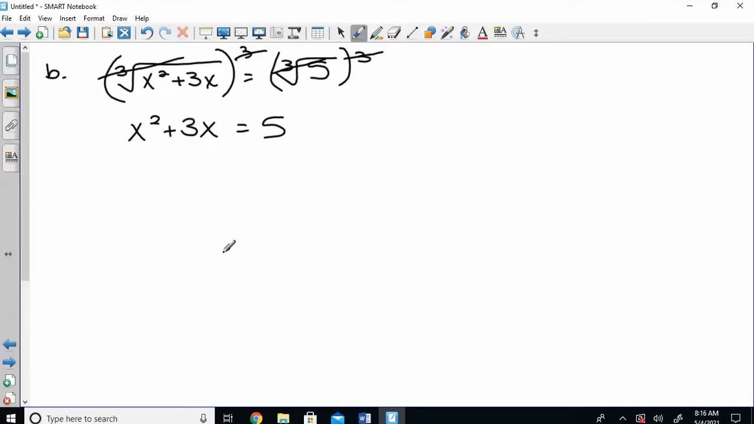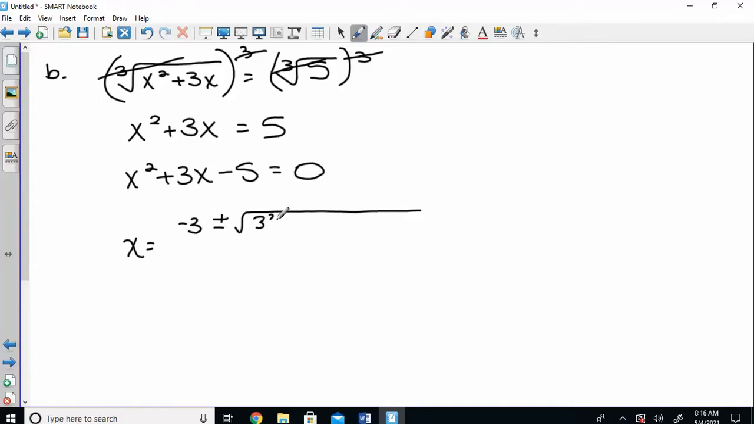It's a quadratic. What do we do with quadratics? Okay, so we would try our shortcut. Is there anything that multiplies to negative 5 and adds to positive 3? No. So that means we have to do the quadratic formula. So opposite of b, so negative 3, plus and minus the square root of b squared minus 4ac, all over 2a.